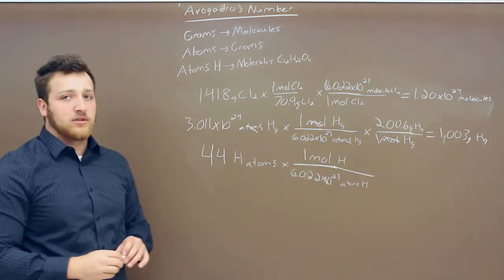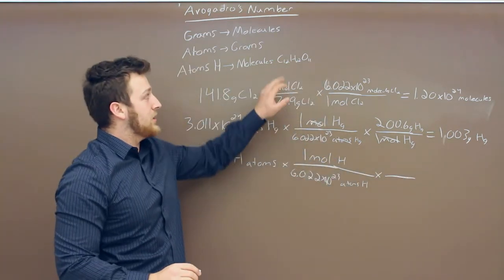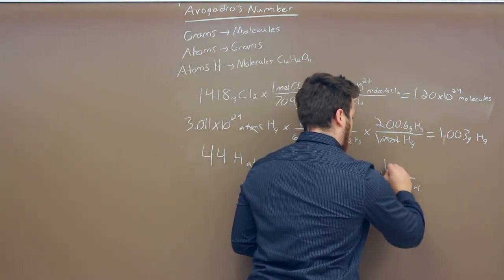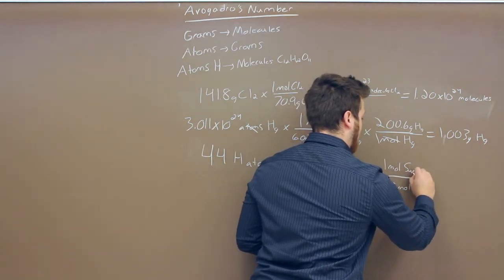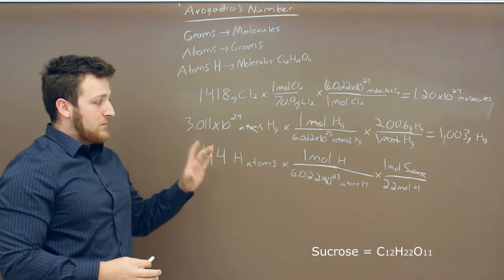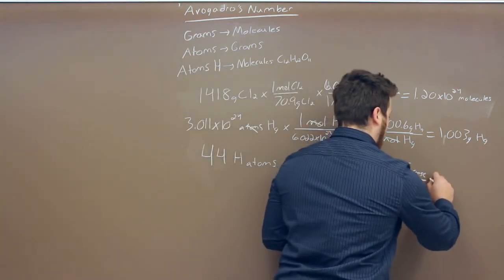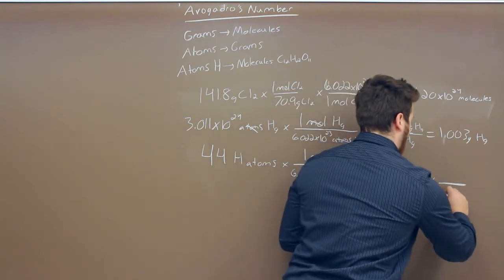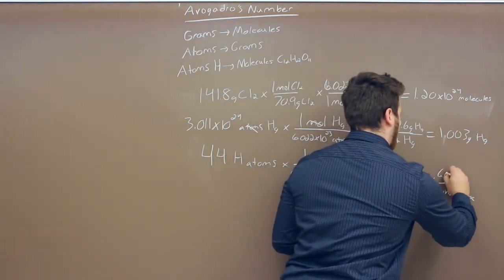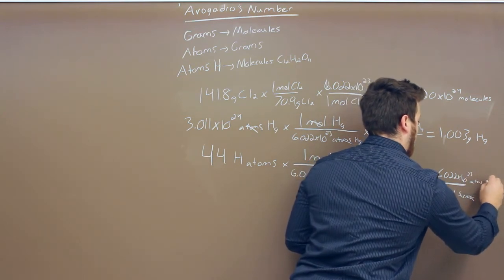Now that we've canceled atoms, we're in moles of hydrogen. We will use the mole ratio, and we see that there are 22 moles of hydrogen in 1 mole of sucrose. And I'll just write SUCR, sucrose. And now that we are in moles of sucrose, we can multiply by Avogadro's number over moles to find the number of molecules of sucrose that we will have. So 1 mole of sucrose times 6.022 times 10 to the 23rd molecules of sucrose.